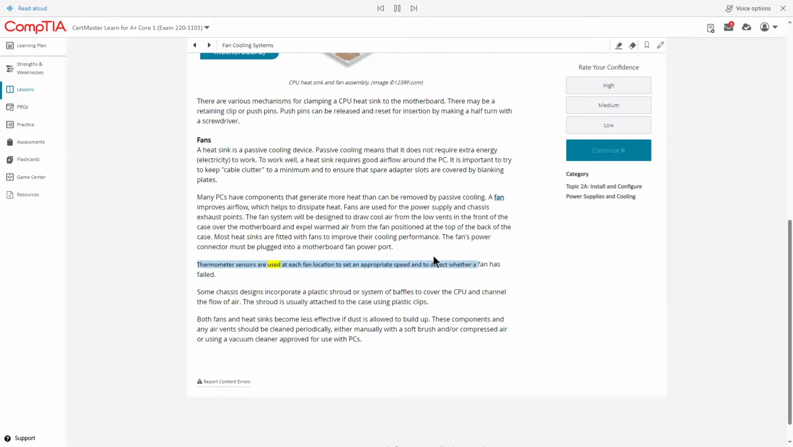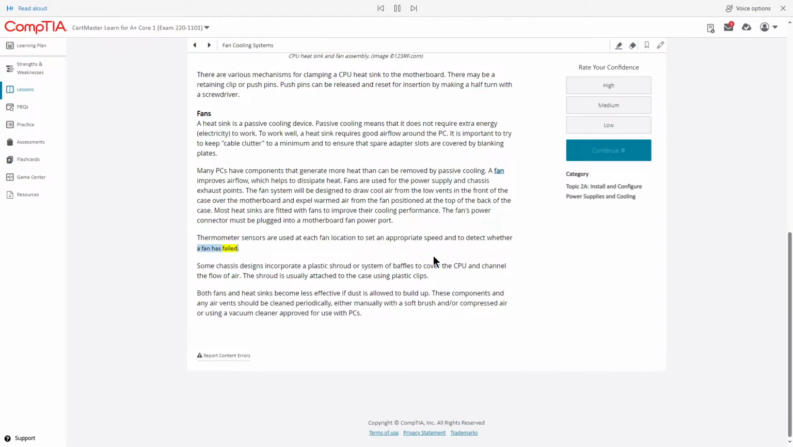Thermometer sensors are used at each fan location to set an appropriate speed and to detect whether a fan has failed. Some chassis designs incorporate a plastic shroud or system of baffles to cover the CPU and channel the flow of air. The shroud is usually attached to the case using plastic clips. Both fans and heat sinks become less effective if dust is allowed to build up. These components and any air vents should be cleaned periodically, either manually with a soft brush and/or compressed air or using a vacuum cleaner approved for use with PCs.